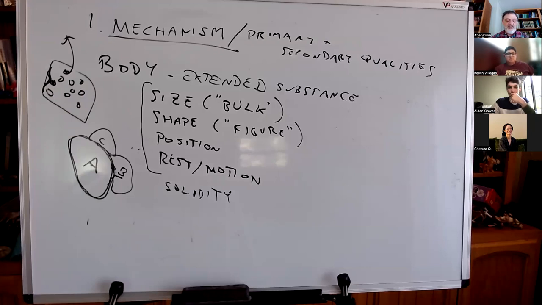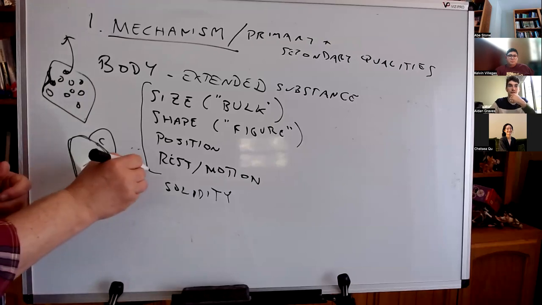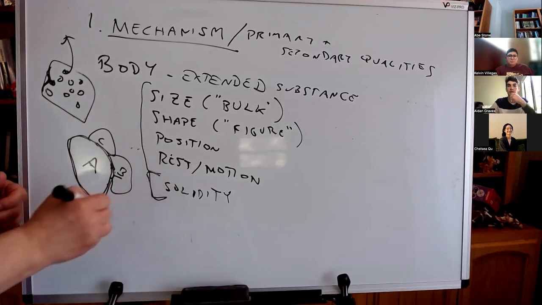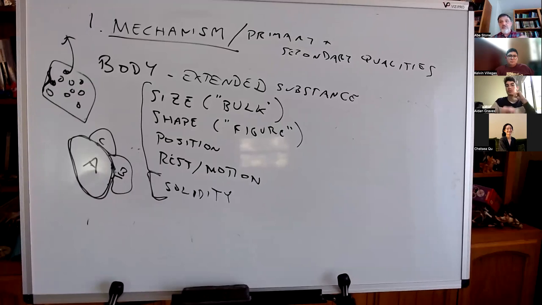Right. So anyway, getting back to Locke. Locke says that to be a body also means to have this property, the property of resisting other things coming into your space.